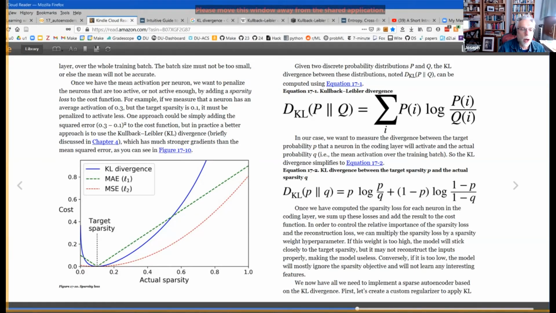Okay, so I want to go to, because Kullback-Leibler divergence is really interesting and it's also important. It comes up whenever you want to force two distributions to match each other.